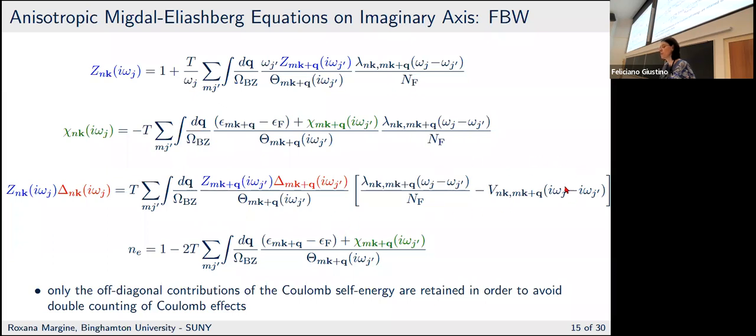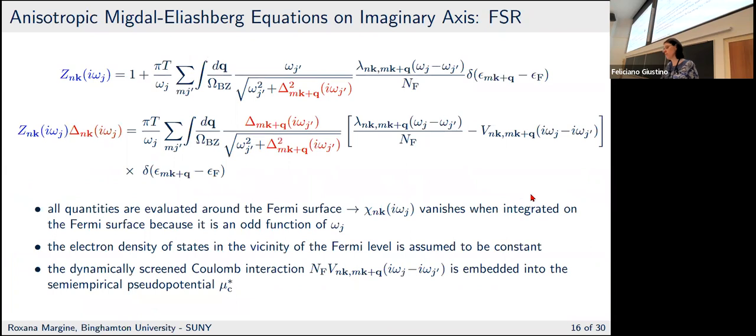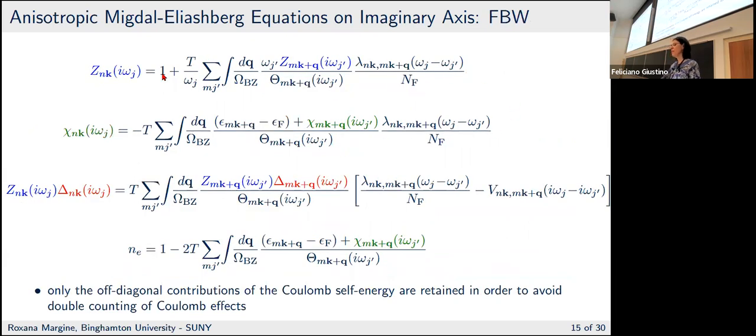It means that the computation is going to be more expensive, and that's the main reason why, for many years, and that's the implementation that we currently have in EPW, the Coulomb interaction is approximated by a semi-empirical parameter, as we will see on this slide. This dynamically screened Coulomb interaction will be embedded into this semi-empirical pseudo-potential that we call mu star, and that's an input variable right now in EPW.